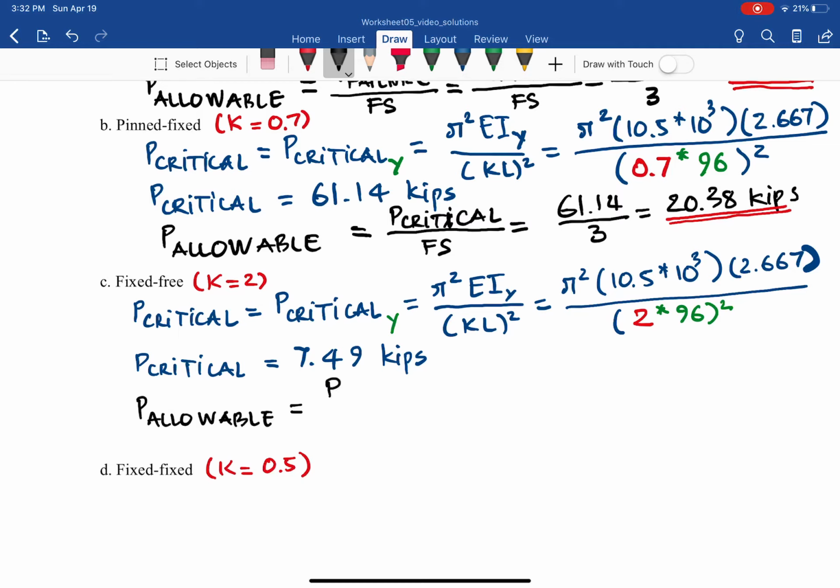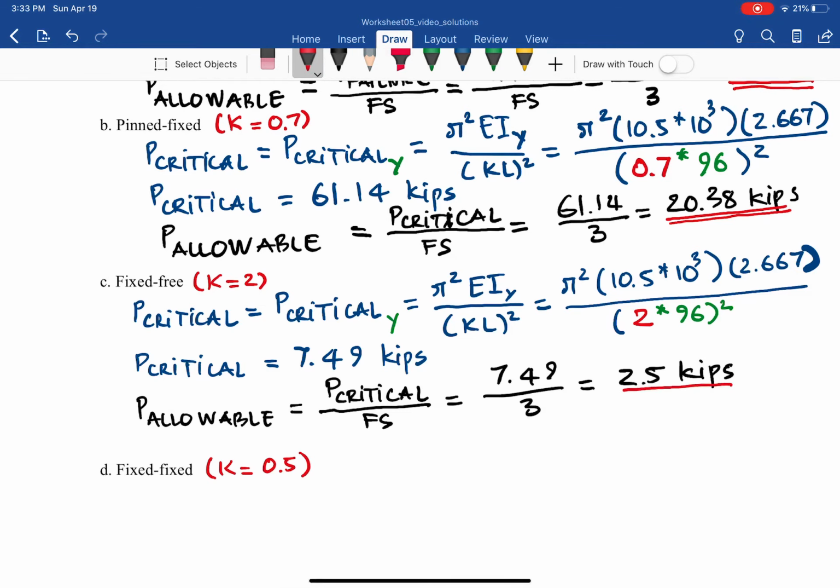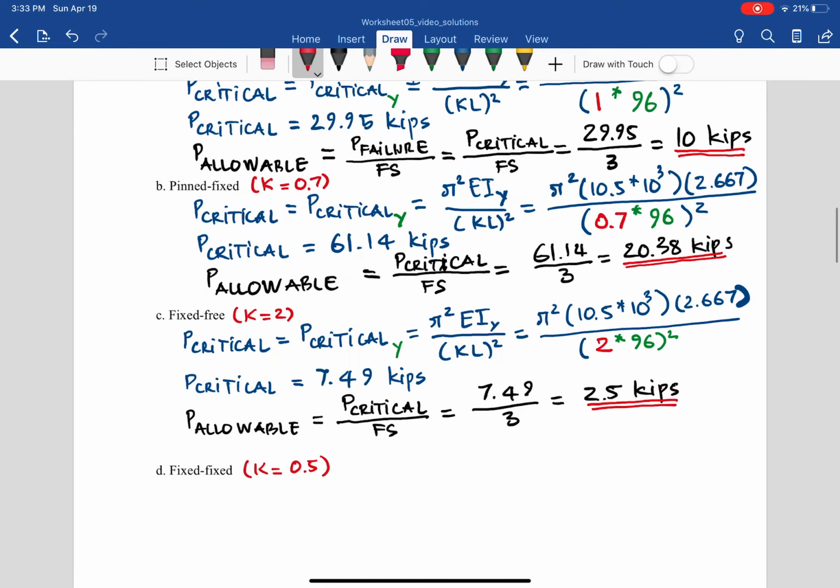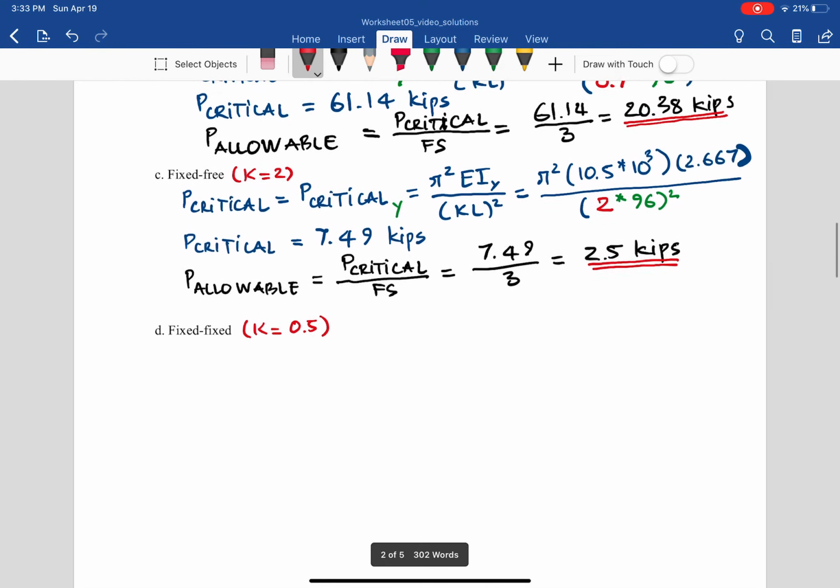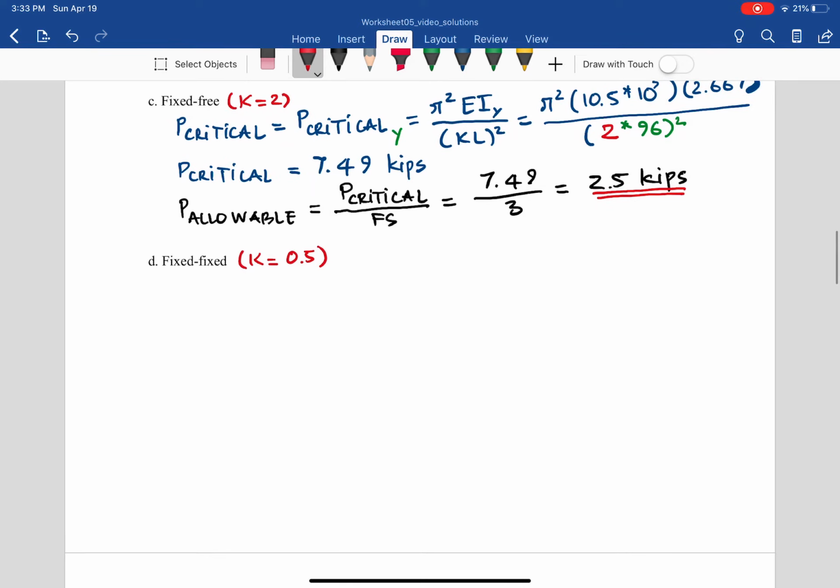So it will be P critical, or P failure due to buckling, over factor of safety, 7.49 divided by 3. So it will be 2.5 kips. So even reduced, for fixed-free, the allowable load on this column is only 2.5 kips. So let's move on to the last one with respect to buckling again.